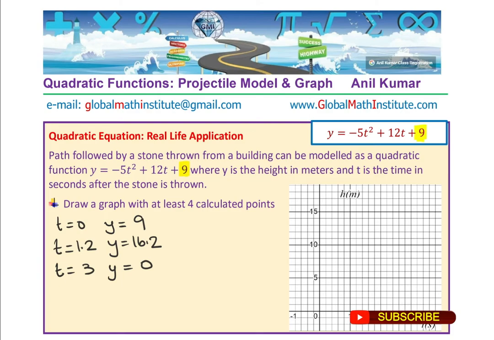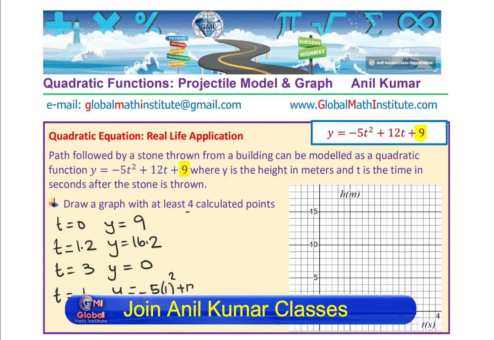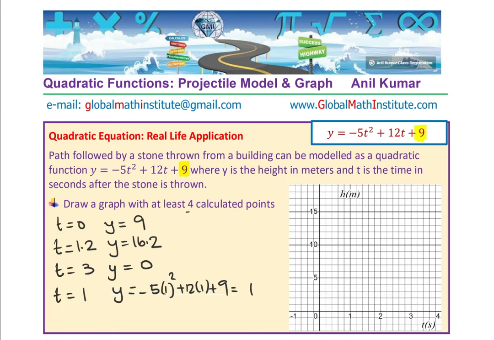Now to calculate the fourth value, I'll just put t equals 1 since it is easy, and calculate the y value. So it is minus 5 times 1 squared plus 12 times 1 plus 9. How much is that? Which is minus 5 plus 12 plus 9, right? So it is 16, right? So that is what we get. So we have 4 points to plot.